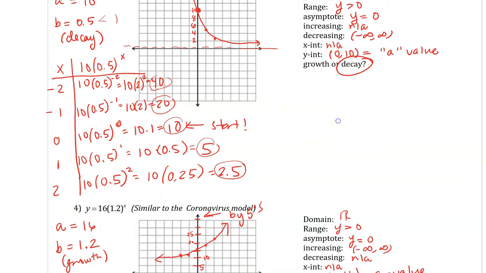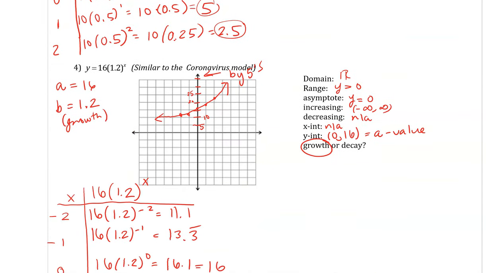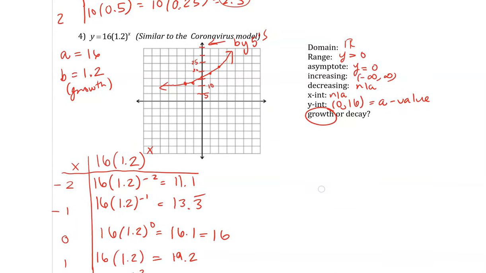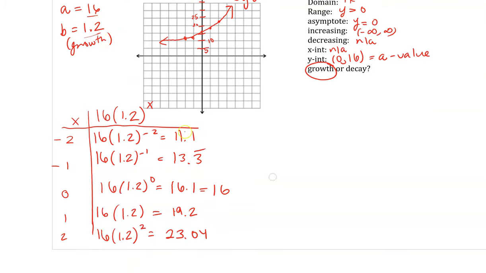Okay, and then for this one, this was similar to our coronavirus model from our Desmos activity, right? It started off with a very slow sort of growth. But it has an A value of 16, sort of a starting number, and then a growth rate of 1.2-ish, right? So you're kind of multiplying A by 1.2 repeatedly. So here were the numbers I got roughly when I just put them in my calculator.